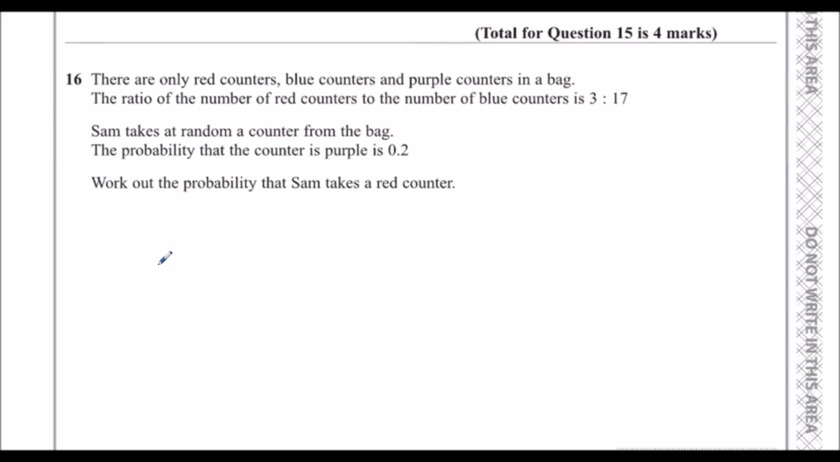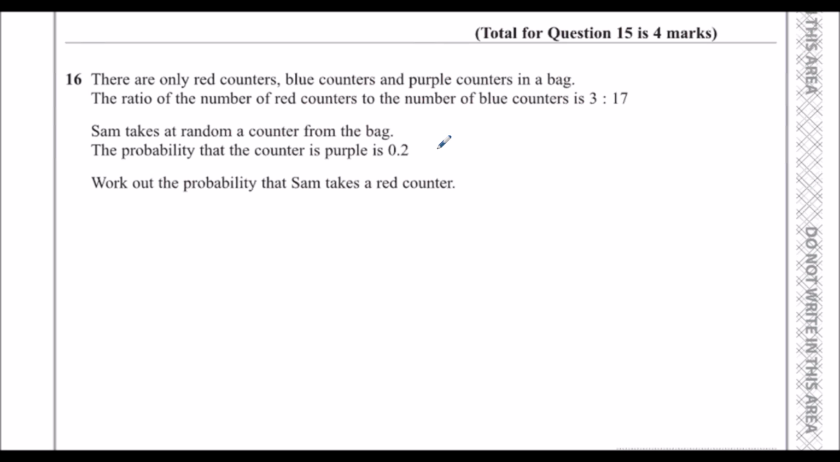Question 16. There are only red counters, blue counters, and purple counters in a bag. The ratio of the number of red counters to the number of blue counters is 3 to 17. Sam takes at random a counter from the bag. The probability of a purple counter is 0.2. Work out the probability of red.